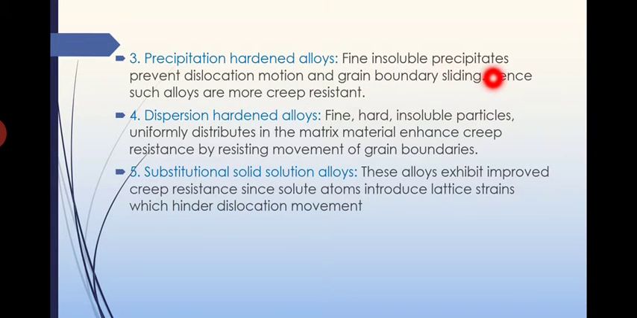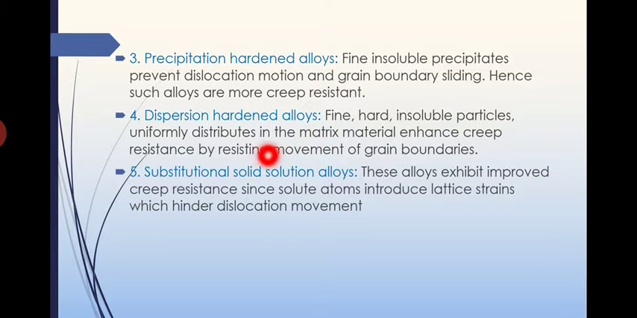Fine insoluble precipitates prevent dislocation motion and grain boundary sliding, and such alloys are more creep resistant. So if you want to resist the creep, then we can make the metal into precipitation hardened alloys, adding some other elements. Then it will resist creep much better than the pure form. Okay. Now dispersion hardened alloys.